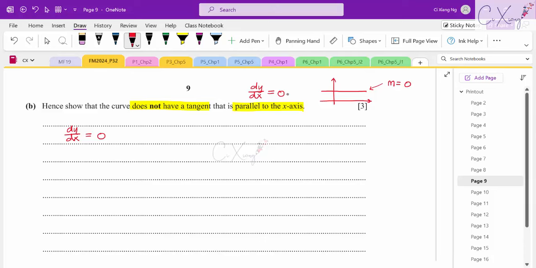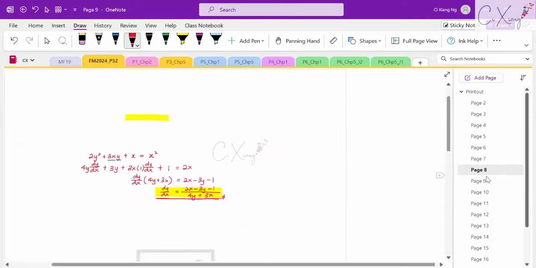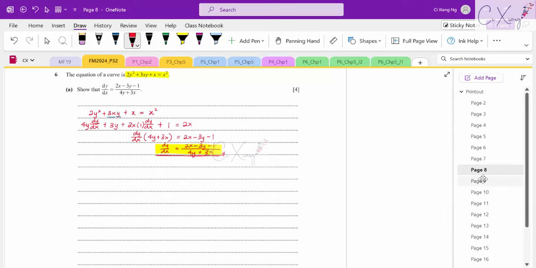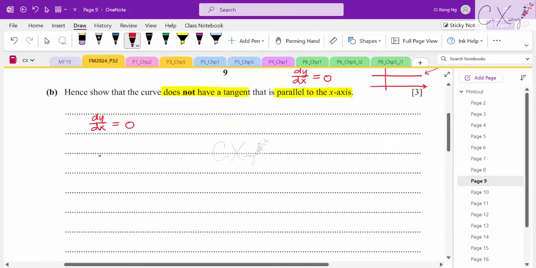So I will start with dy dx equals 0. The bottom part here, y plus 3x, cannot be equal to 0. So I directly write 2x minus 3y minus 1 equals 0. From here, I will have 3y equals 2x minus 1, then y equals 1 over 3 times 2x minus 1.